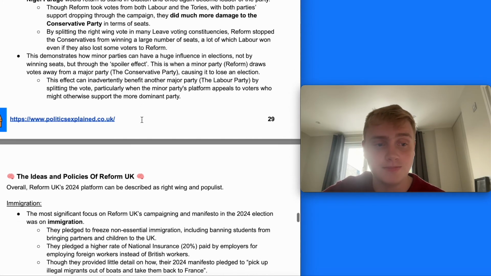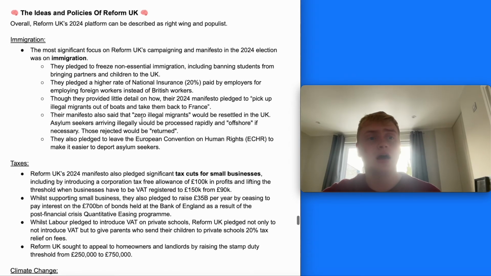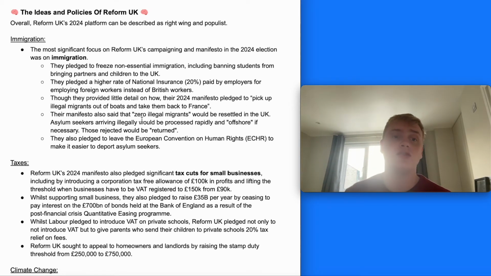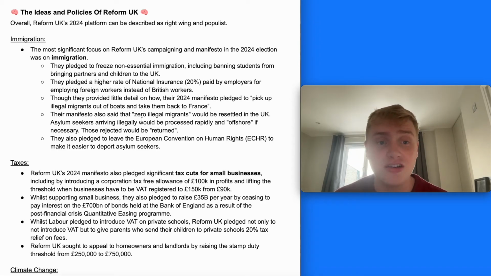In terms of their ideas and policies in the 2024 election, the most significant focus of their campaigning and manifesto was on immigration. So they pledged to freeze non-essential immigration, including banning students from bringing partners and children to the UK.